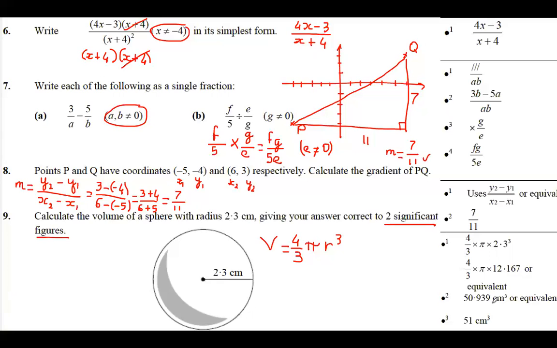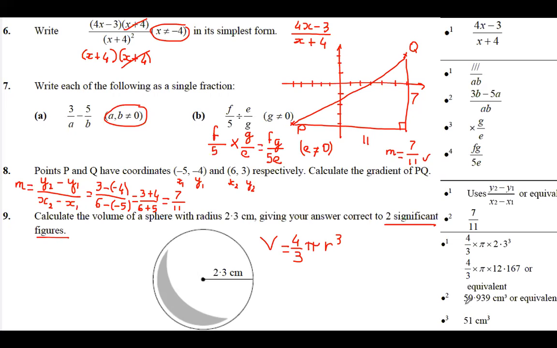Cube. I get 50.96. So 2.3 cubed. So I get 50.965. Yeah, so they probably use 3.14. But 965 should round to 51.